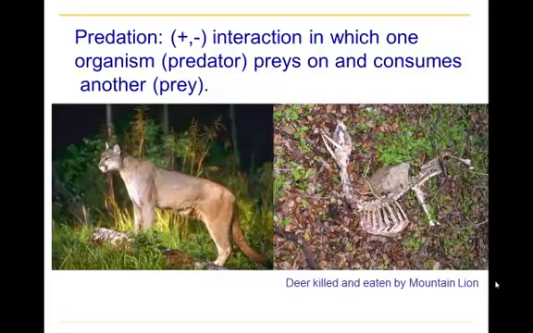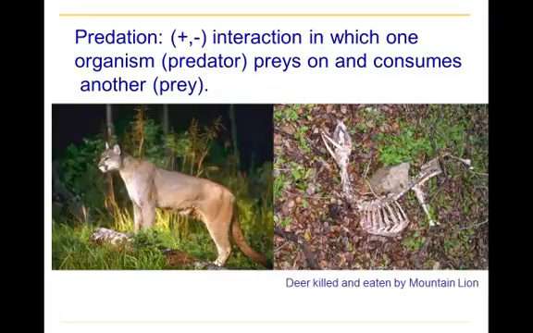Last time we talked about the species interaction of competition, in which both species are harmed by the presence of the other. In this interaction, predation, we're going to discuss the case when the predator is benefited by the presence of the prey and the prey is harmed by the presence of the predator. As you can see in this photograph, it's very clear.